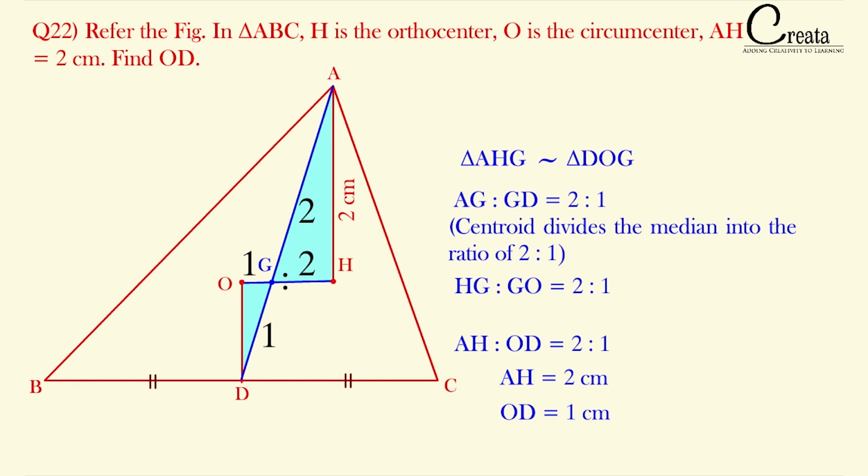Got it? Very simple question. It just involves the small fundamentals of the Euler line. That is, both of these triangles are similar to each other. And the second fundamental is that the centroid divides the median in the ratio 2:1, and the ratio of HG to GO is 2:1. Based on these small fundamentals, we have solved this question. Got it? Let's move to the next question.